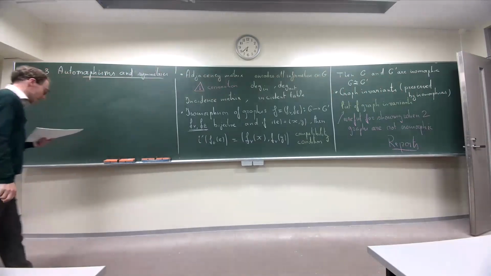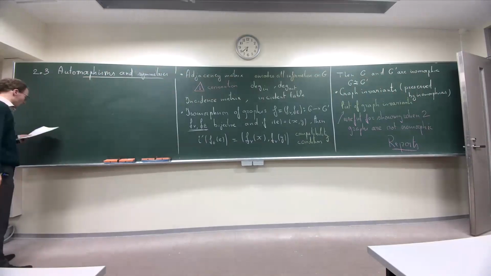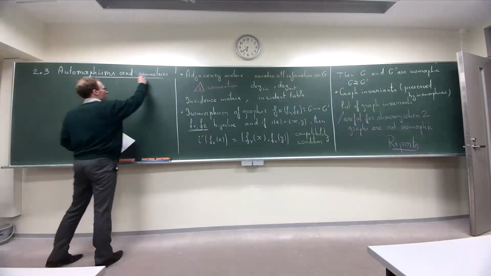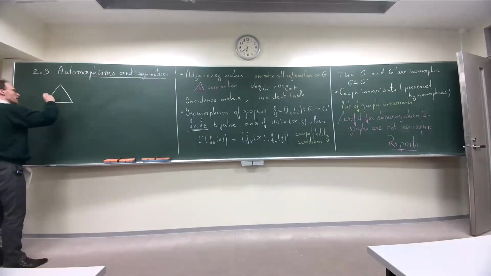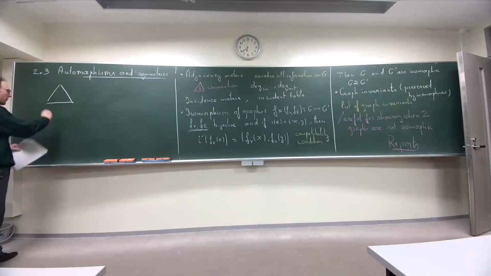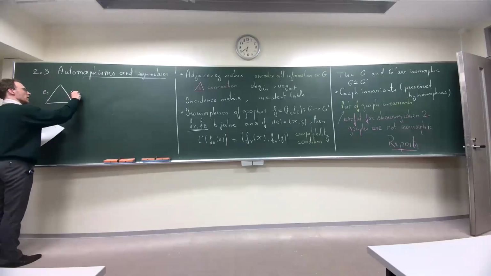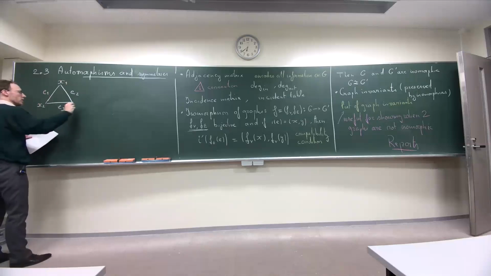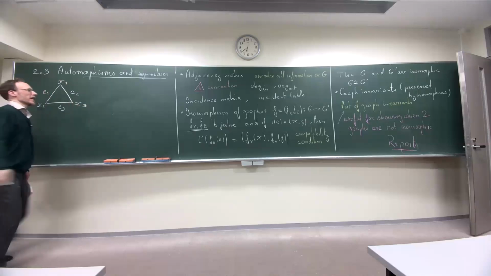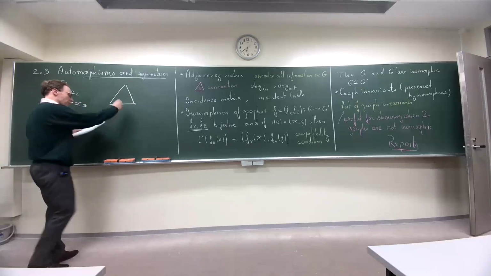So, automorphism is about symmetries. And it's related with this notion of graph invariant. I have to explain what this is, but let me start with an example, it's probably easier. Let me take a very simple graph with e1, e2, e3, and I also need to give a name to the vertices, x1, x2, x3.